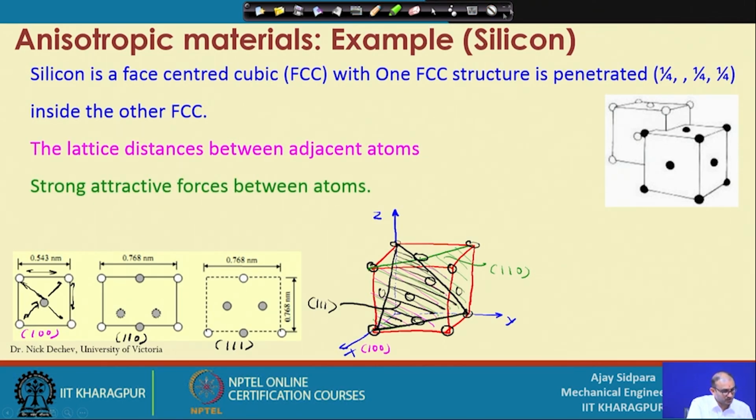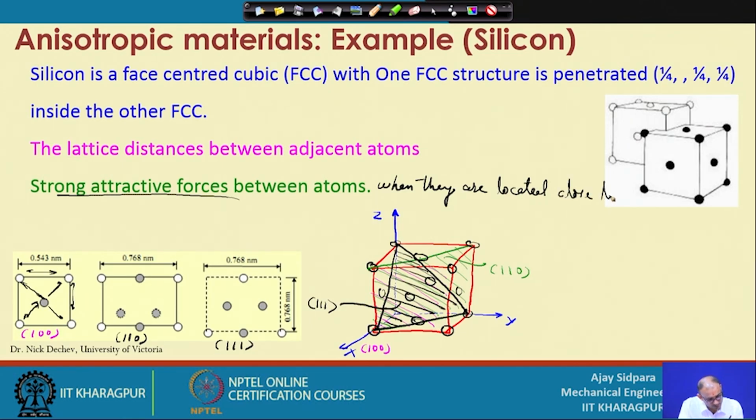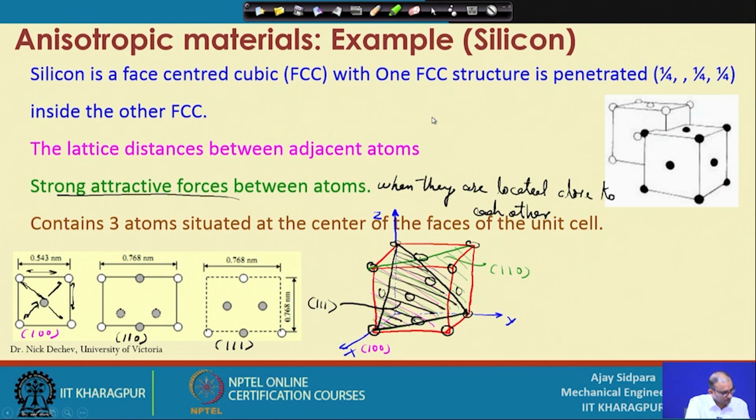So, that is the first thing: strong attractive force between the atoms. If atoms are located very close to each other, they are strong. Strong attractive force means that they are located close to each other. Okay, that is that thing, and then this is in this case.